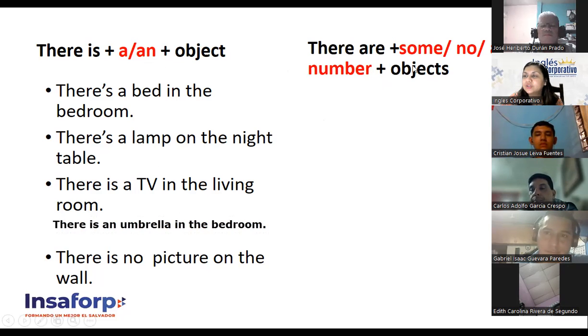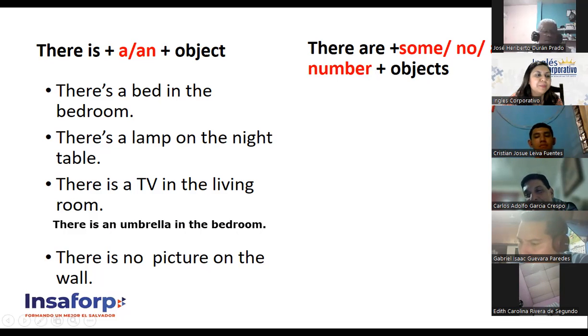There are. And we can use the expression some: there are some people, there are some students, there are some pictures, there are some chairs. Or we can use no to say there aren't, right? There are no people in this class. There are no chairs in the kitchen. There are no lamps in the garden. Or we can say a specific number. There are five pupusas in the refrigerator. There are 20 people in this class.